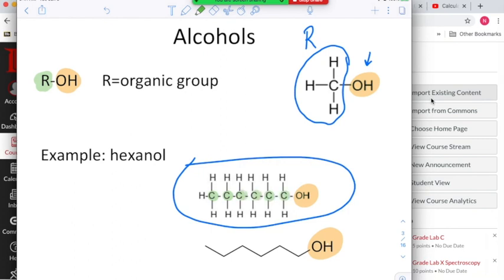I didn't ask you to know the naming convention for alcohols, but I did teach you about the prefixes where meth meant 1 carbon, eth meant 2, and so on. So just reviewing that a little bit with you. Any questions here about this idea of the alcohol? There's lots of different alcohols depending on how many carbons are attached.